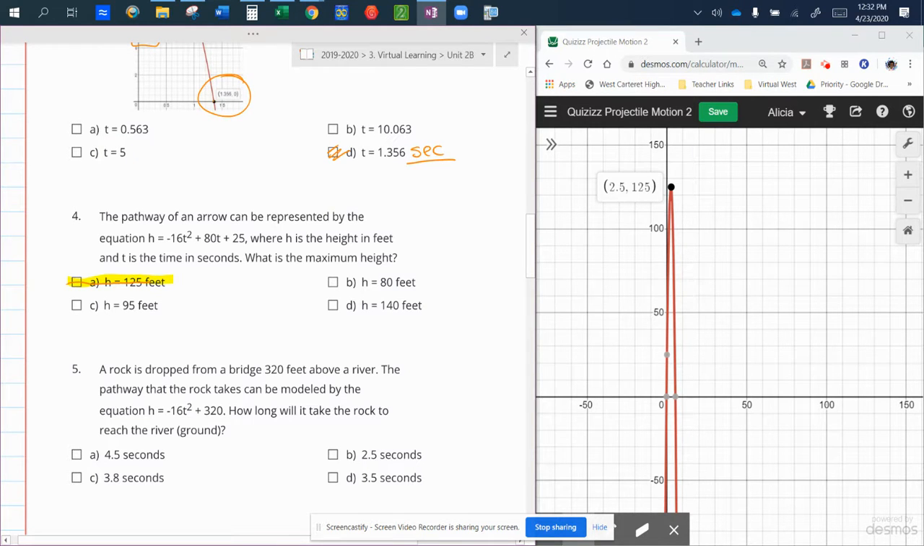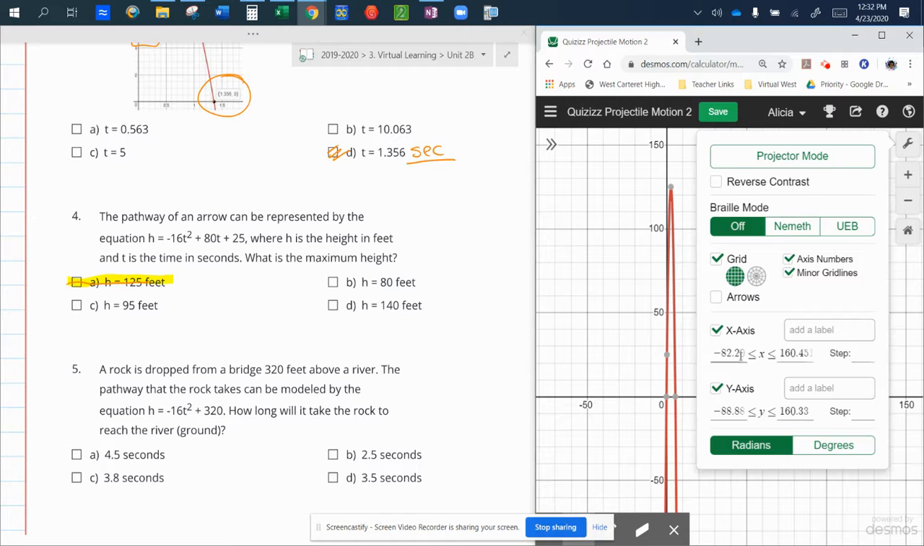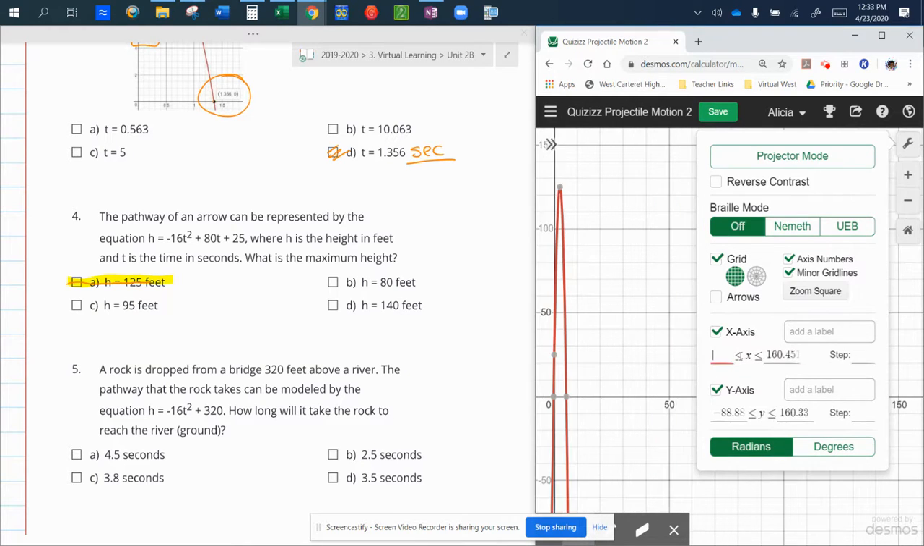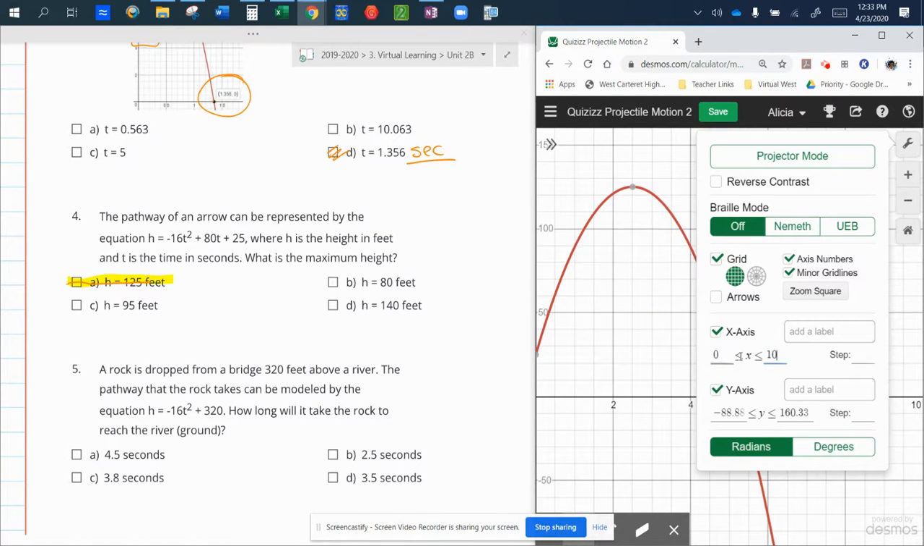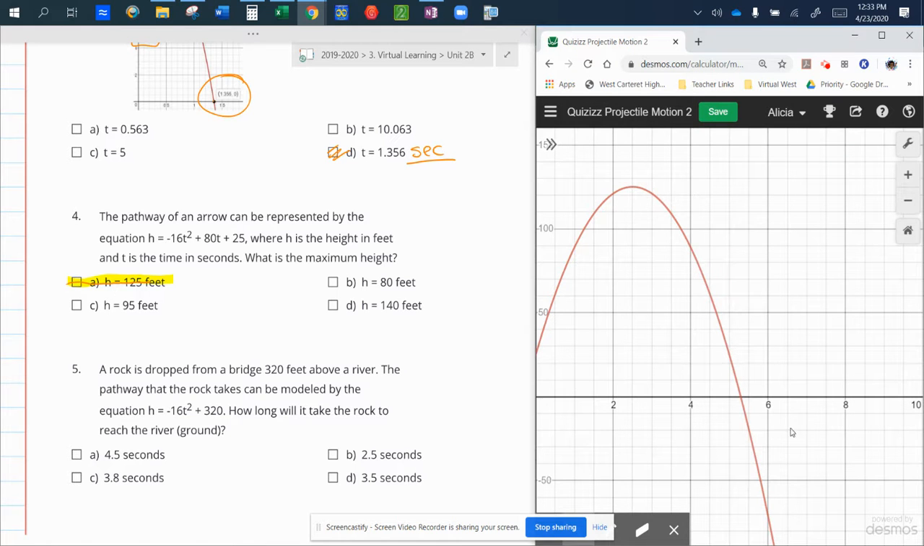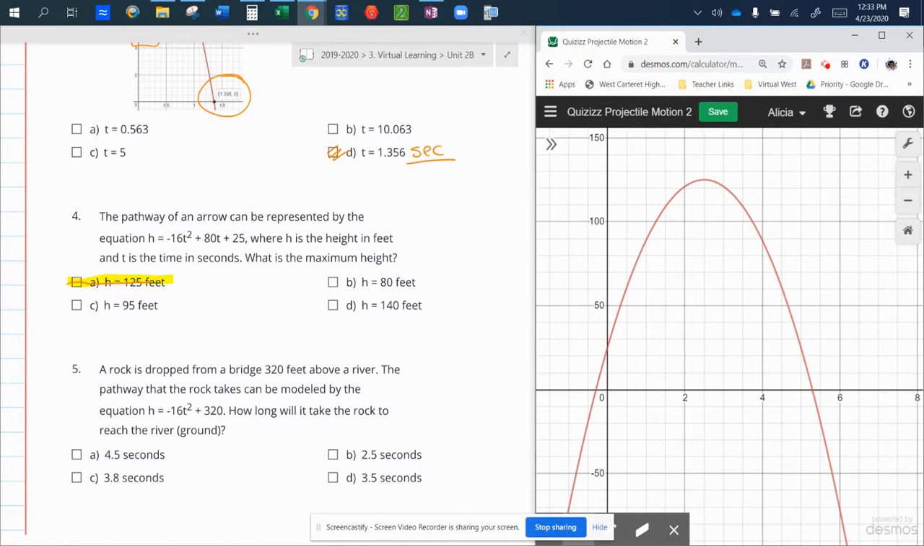So now let's talk about how we can adjust our window. If I see my maximum height is 125 and my maximum X value is 5, if we click over here on our little graph settings button, I can change my X axis from 0 to 10. And already right there, that helps a lot. Just by changing your X axis, it will make your parabola a lot easier to view.